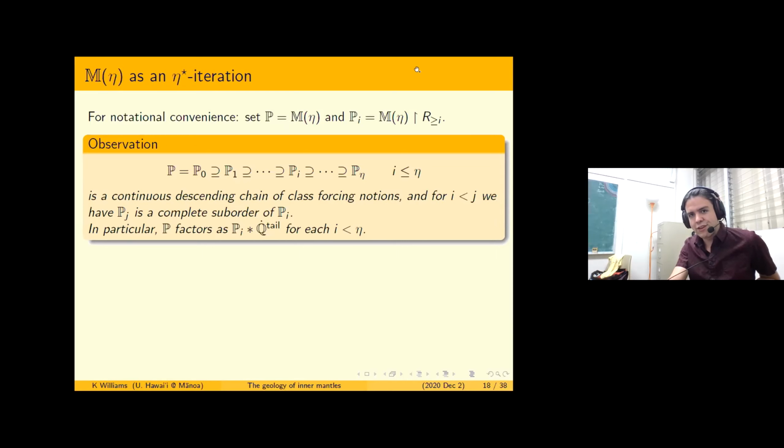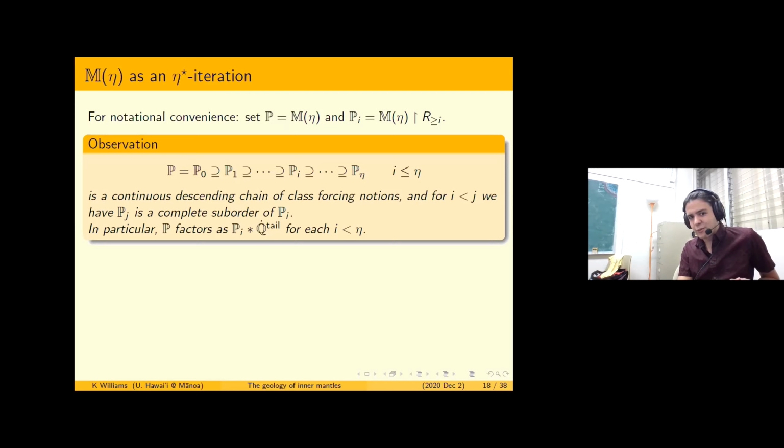And so if we do this, then we get a descending chain of forcing notions. P0 contains P1, contains, and so on, with P eta as the smallest thing. This is a continuous descending chain. And at each stage, we're taking complete suborders as we go down. And since these are complete suborders, this is telling us that we can factor each of these as PI iterated with the remaining things we haven't done yet.